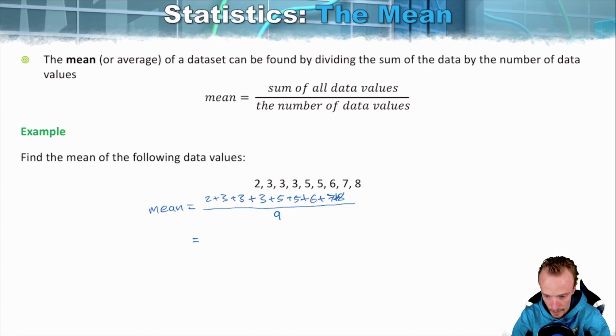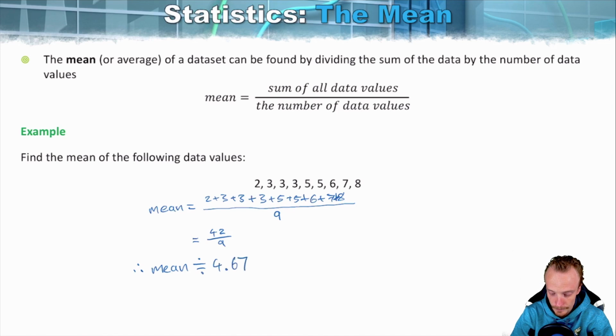So let's go ahead and do this. So 2 plus 3 plus 3 plus... And what we'll end up with is 42 divided by 9. So therefore that gives us a mean or an average that's going to be approximately equal to 4.67. So that there is how we calculate the mean of a data set, or the average of a data set.